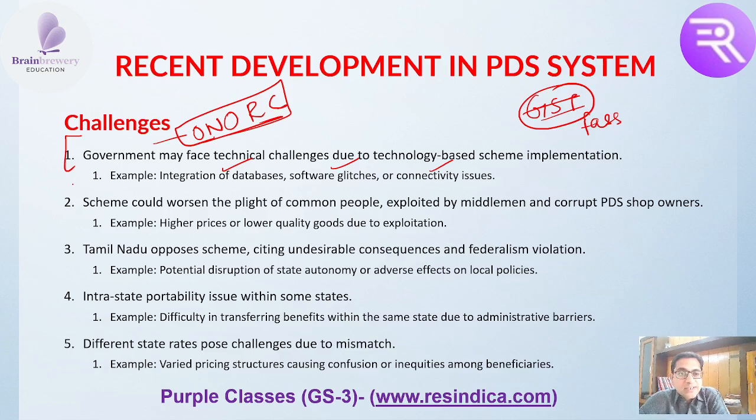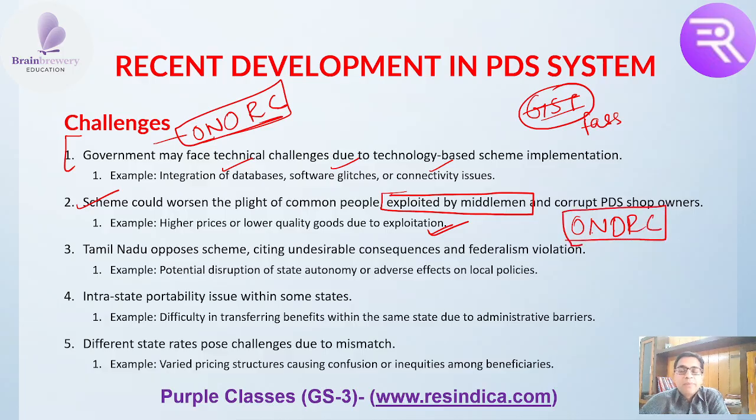Then this scheme could again increase the plight of common people, and this will again be exploited by middlemen. Whatever the plight of common people, whether related to technology or anything, it will again lead to corruption in the PDS shop, with higher prices or lower quality goods. This will again be exploitation, because since the technology is at the starting phase for One Nation One Ration Card, there will be a lot of confusion with that.